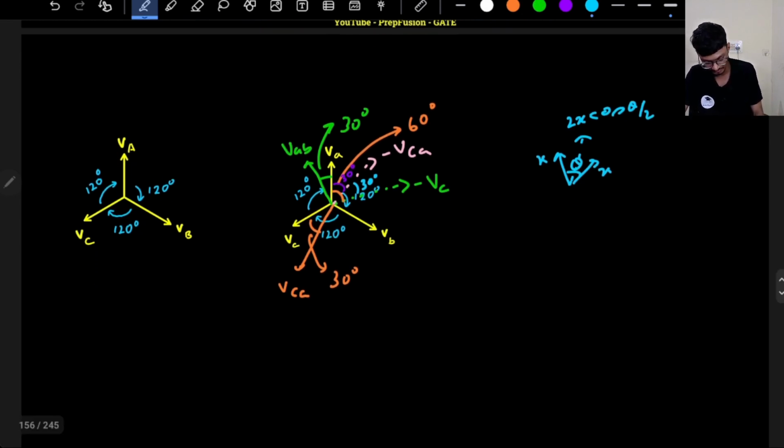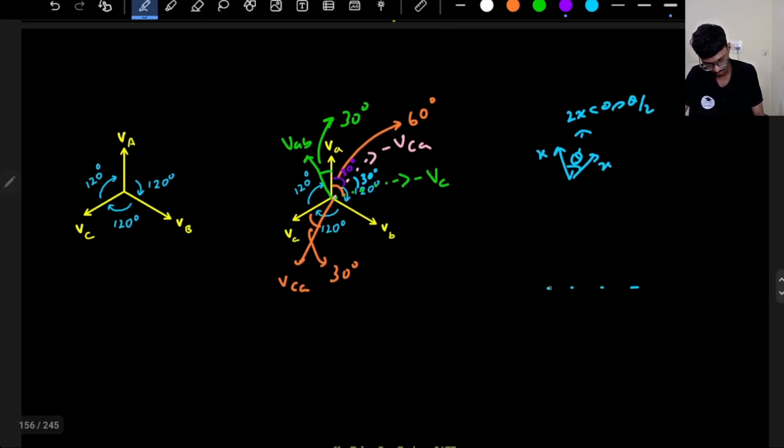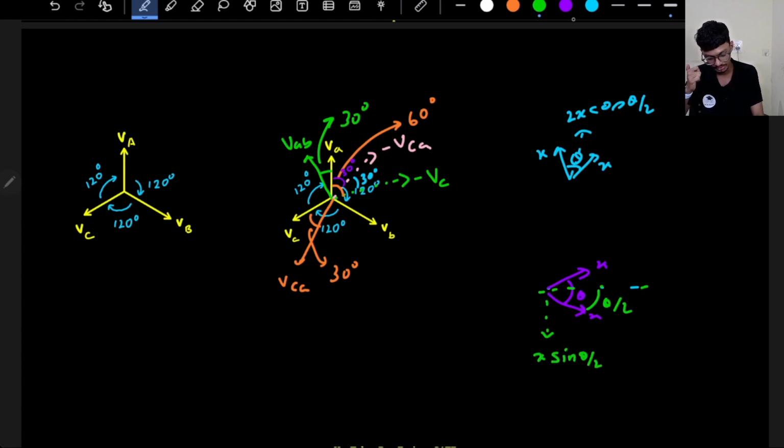How? Basically, if I have two components, here this is x and this whole angle is theta. Obviously, if both of them are x, then automatically the resultant will be somewhere in the middle. How can I prove it? Let's say this is the angle bisector, so this will be theta by 2. So it will have two components. One will be x into sine theta by 2, the other one will be x into cos theta by 2.